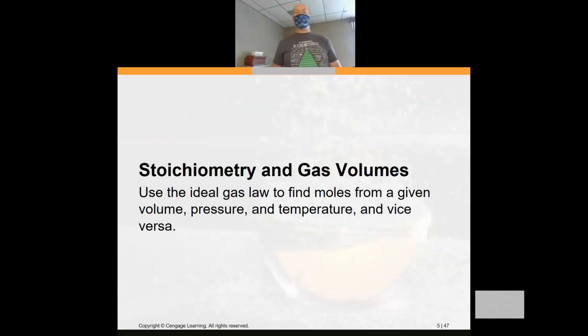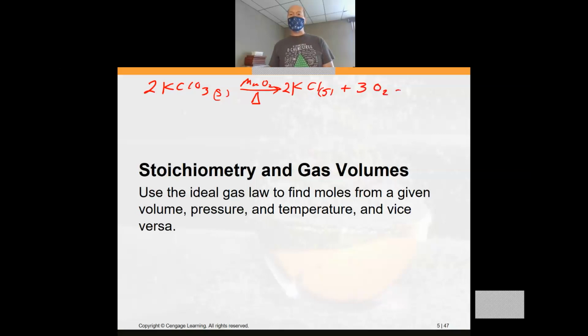All right, stoichiometry and gas volumes. Here in lab, we're going to take KClO3 and balance it for you. 2 KClO3, and that's a solid. Then we have a catalyst, MnO2. When you have a catalyst, you write it on top of the arrow. Then we're going to heat it. Delta indicates heat. When you heat your KClO3, it decomposes into 2 KCl solid for the balanced reaction, and 3 O2 gas.